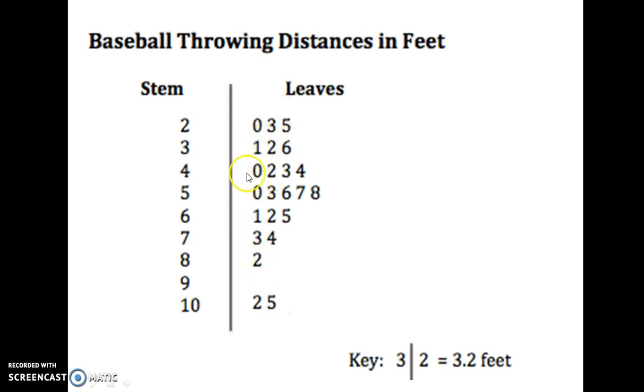And in the middle here, we have all kinds of other distances of baseballs thrown. For example, 5.0 feet, 5.3 feet, 5.6 feet, 5.7, 5.8, and so on. All right, so again, main thing to note is these leaves, each of them represents one separate piece of data, and you use that number in front of each of those.